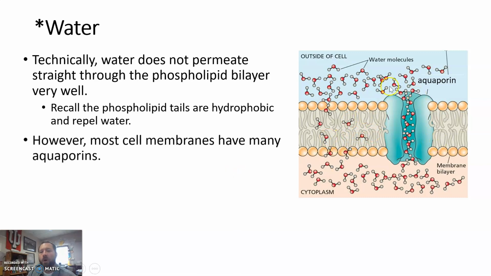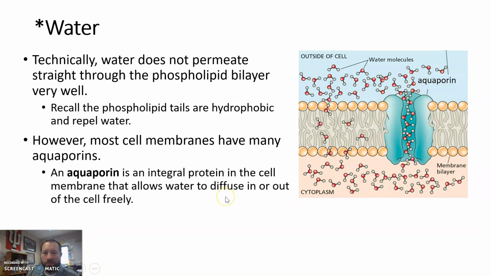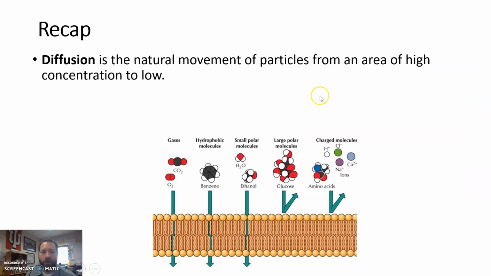Instead, most cell membranes have a protein that allows water to just go straight in and out. Here's that protein. So see, it's just as packed in that protein on the inside and the outside of the cell and the middle of that protein. And that protein is called an aquaporin. It's even colored aqua here. So aquaporins are integral proteins that allow water to diffuse freely into and out of the cell. And that'll be a really important concept tomorrow.